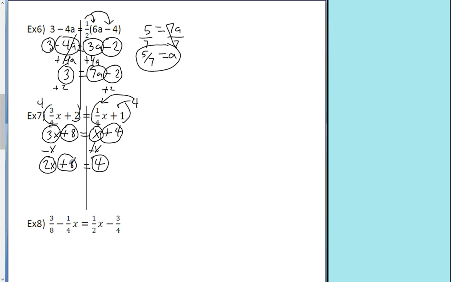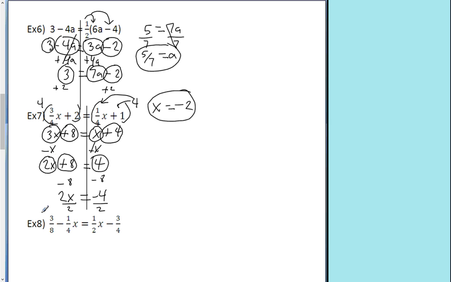What do I want to get rid of now? The 8. The opposite of a positive 8 is a negative 8. Add a negative 8 to that side, add a negative 8 to that side. I'm left with 2x, because those make 0. 2x equals a positive 4 plus a negative 8, which is negative 4. Divide both sides by 2. I'm left with x equaling negative 2. There's my answer. Really hard-looking problem actually is pretty easy.